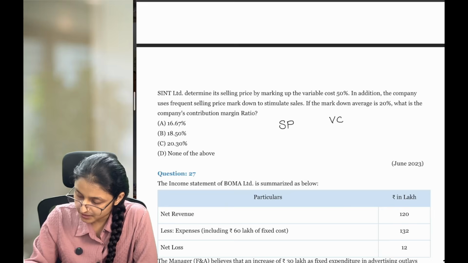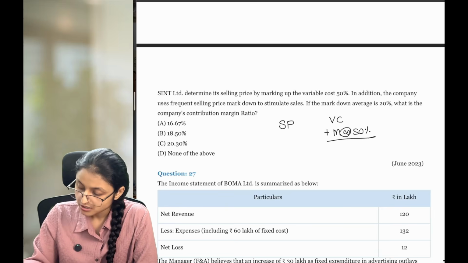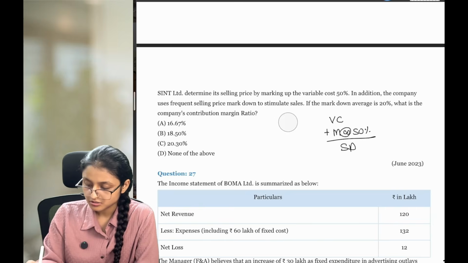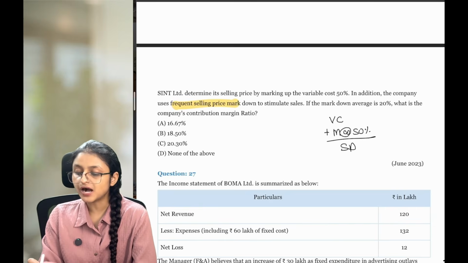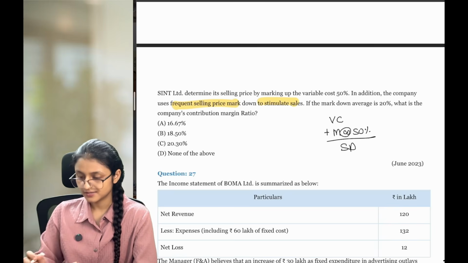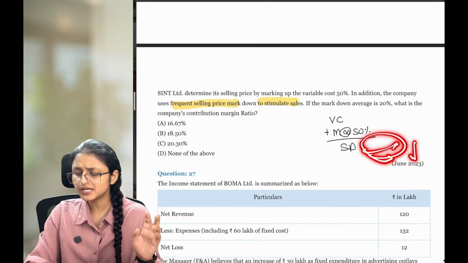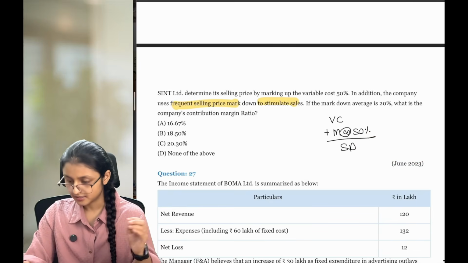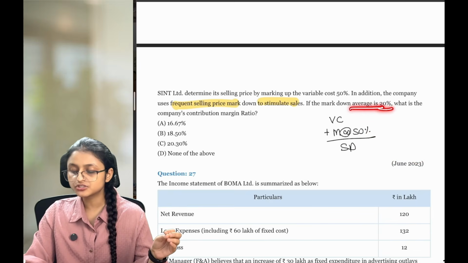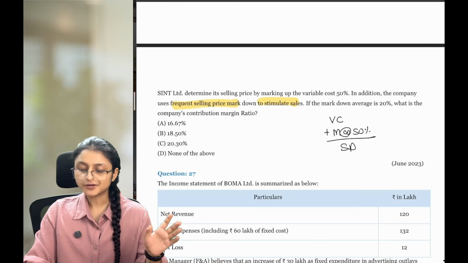So we'll take our variable cost plus markup at the rate 50% of variable cost. This will give you a selling price here. Okay? In addition, the company uses frequent selling price markdown to stimulate sales. So this is how we set the selling price, but after setting the selling price, we reduce the selling price also somewhat so that we can grab more market. If the markdown average is 20%, if we are reducing the selling price by 20%, what is the company's contribution margin ratio?